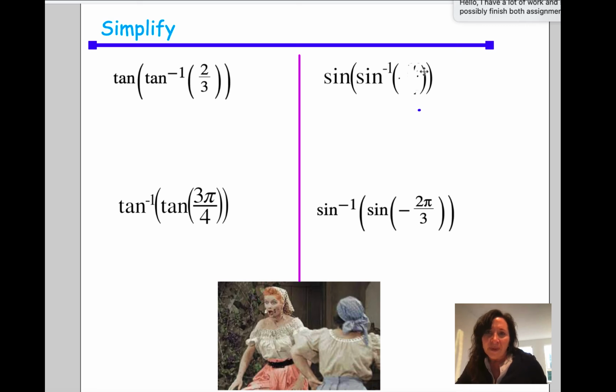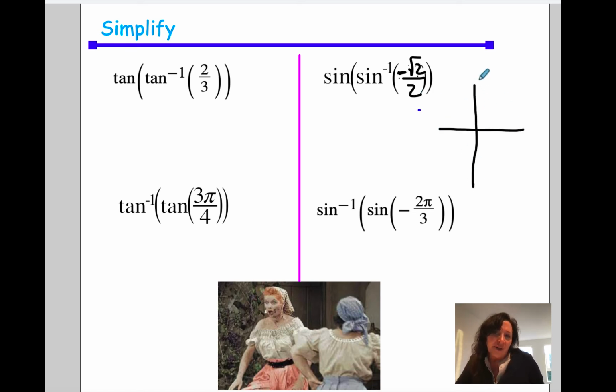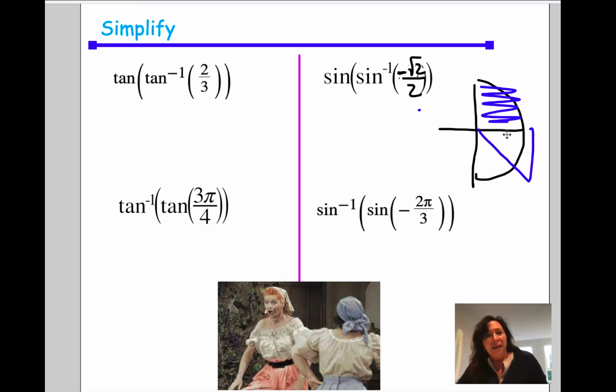So what we're going to do is we're going to say, where is sine negative root 2 over 2? Let's try that. And so where is sine negative root 2 over 2 in our restricted area from here to here? And you would say, well, it's negative, so we're out here, down in this quadrant. It's negative root 2 over 2. I would be at negative pi over 4, or negative 45 degrees.